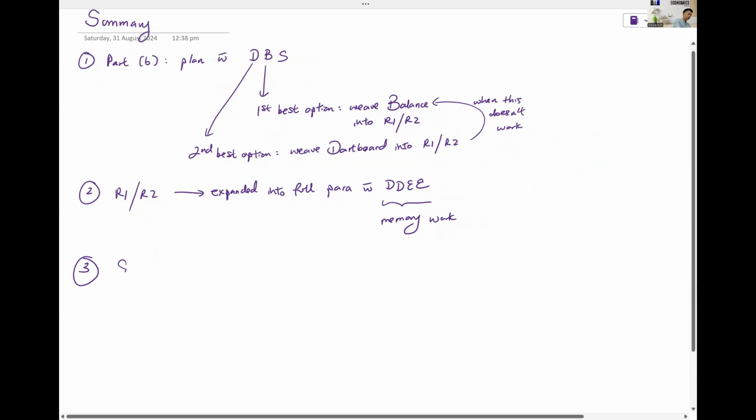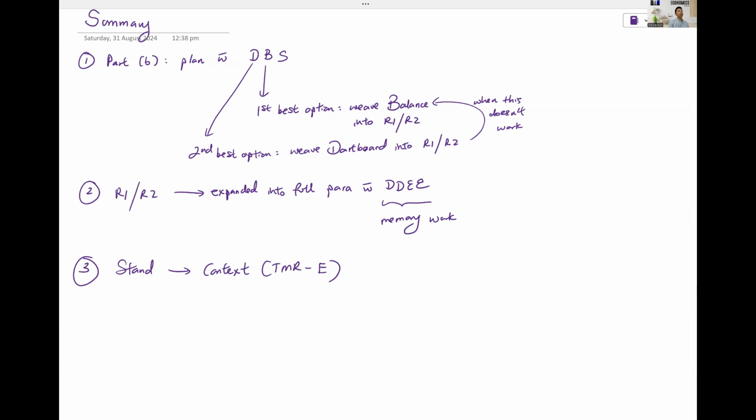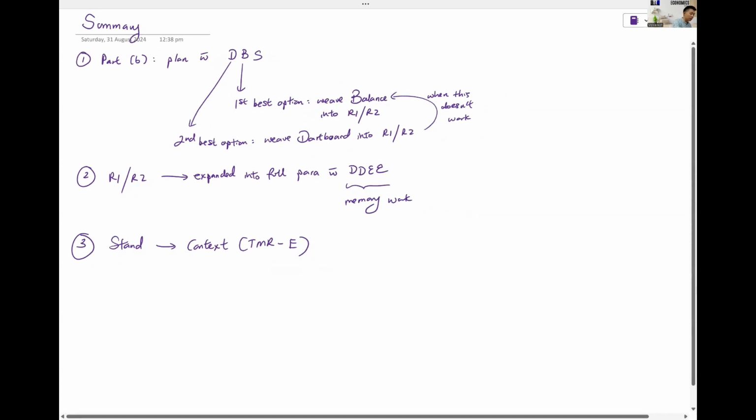Third one, the stand is always accompanied by the context. TMRE. Okay. Along the way, I'll share with you another final trick to open up another 1 mark for evaluation. Okay. Now, as we go for the break, I also want you to think about this question.